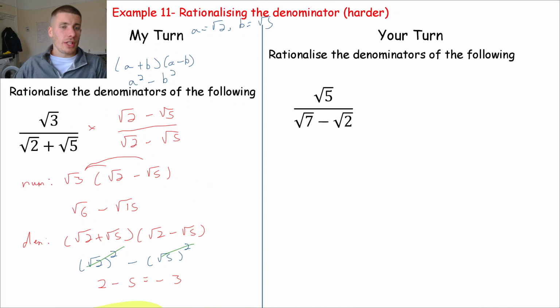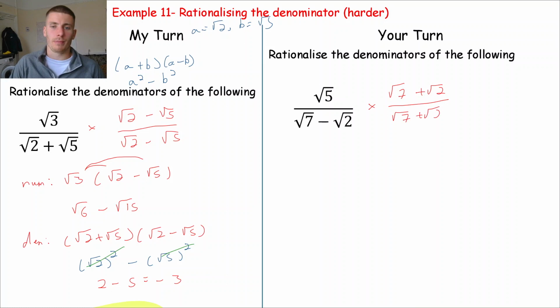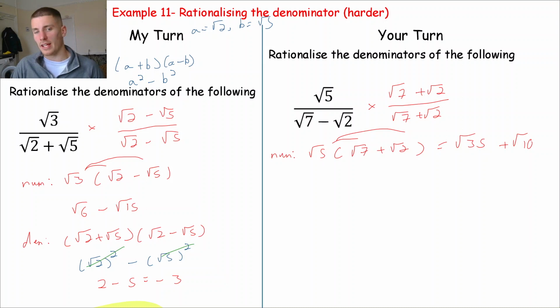Onto the your turn. You can give this one a go, pause the video, and that's going to be it for this video on rationalizing the denominators. This one, you want to multiply top and bottom this time by root 7, not take away root 2 but plus root 2, because again, if you do that, you're going to get the difference of two squares on the bottom. If we look at the numerator to begin with, we do root 5 times root 7 plus root 2. Expand the brackets, and it's going to give you root 35 plus root 10. Good. You can't simplify it any further.